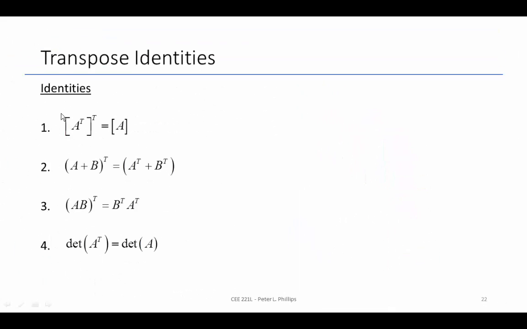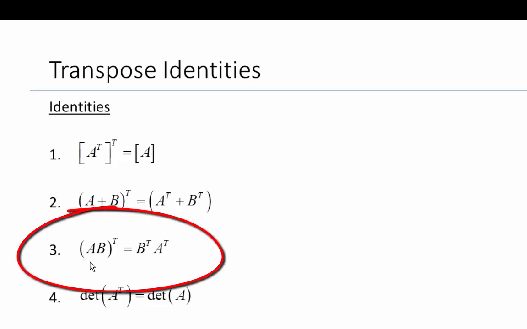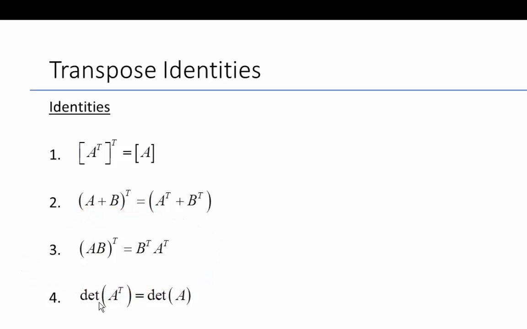And then just to finish up here, a couple useful identities of the transpose. If you take the transpose of a transpose, you end up with the original matrix. If you take the transpose of matrix addition, it's the same as taking the matrix addition of each of these transposed. The one that gets used a lot is number 3 here. If you take the transpose of matrix multiplication of A and B, it's actually B transpose times A transpose. And then lastly, the determinant of a transpose matrix would be the same as the determinant of the original matrix.